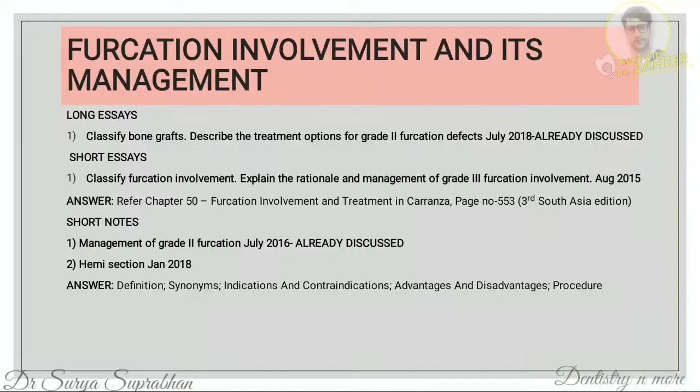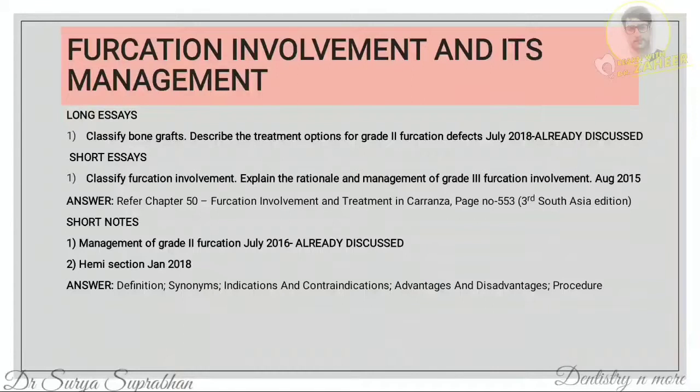You have to mention 2 classifications at least. One is the Glickman, that is most important, and second one is Hamp and Nyman classification, that is also available in Carranza. And then you have to write about the management of grade 3 furcation involvement, which includes open flap debridement, then use of bone graft, then the tunnel preparation. Then you have to mention about root resection, hemisection, and tooth resection. Management of grade 2 furcation is already discussed.